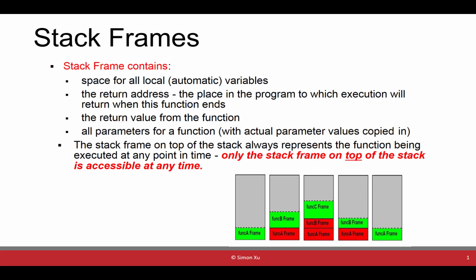A stack frame is a variable-sized piece of memory that is pushed onto the system stack each time a method call is made. Each stack frame represents one method call. One stack frame contains 4 pieces of information: the local variables, the return address for the method, the return value from the method, and all parameters of the method with actual parameter values copied in.